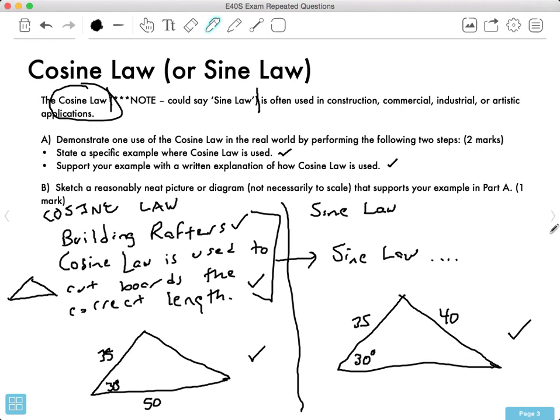Again, feel free to pause the video. You can copy that down. You can put it on your resource package. You can put it in your exam, and there's 3 marks for you.